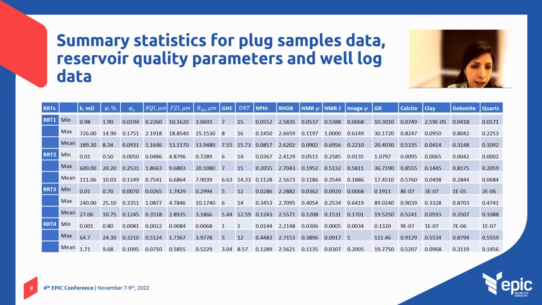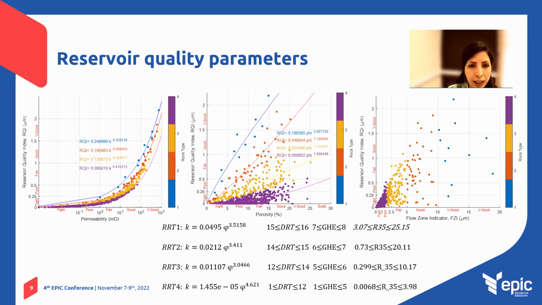We can see the same for reservoir rock types 3 and 4. I will not mention them anymore. And here, based on these reservoir rock types, four mathematical models were created to estimate the average permeability with respect to porosity values.